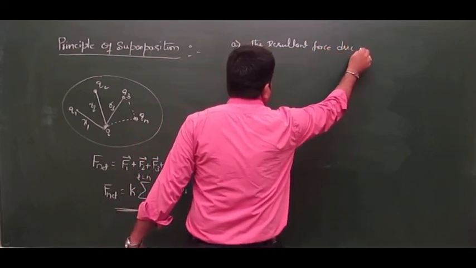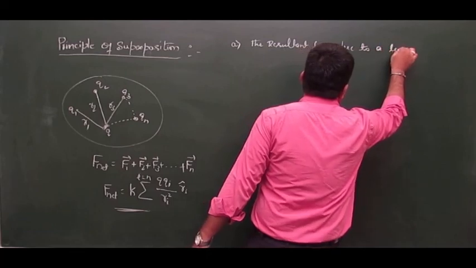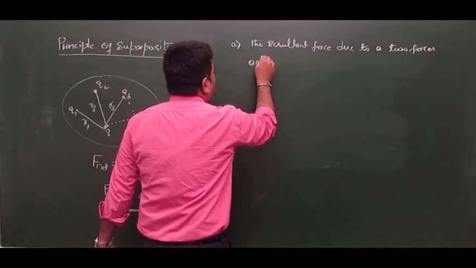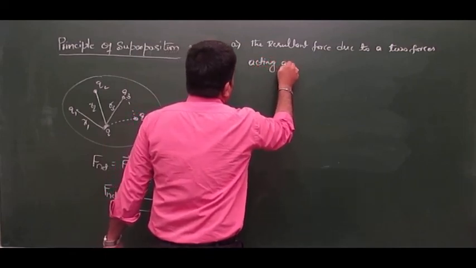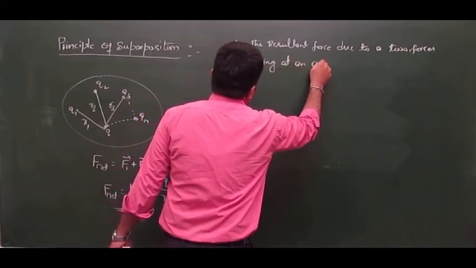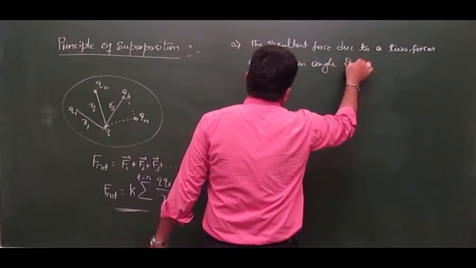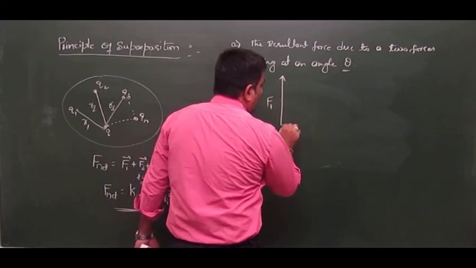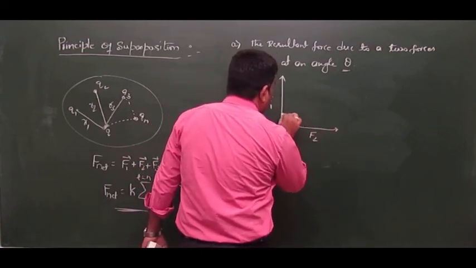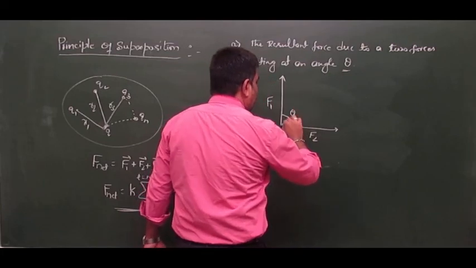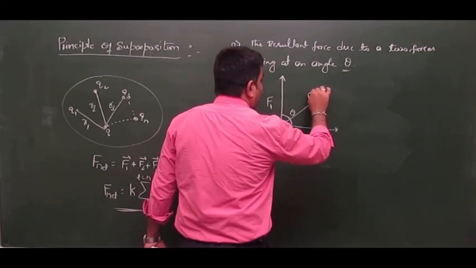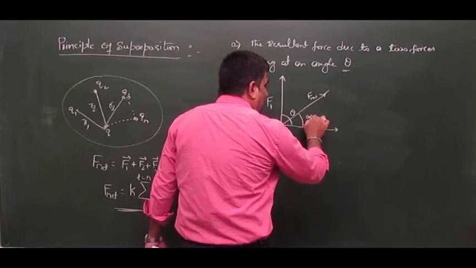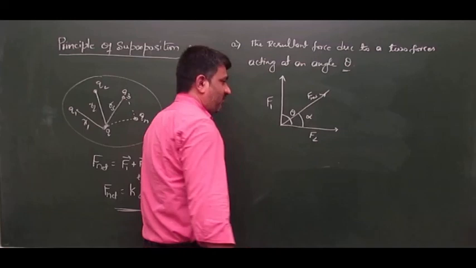due to two forces acting at an angle theta. Let's consider F1 and F2. The angle between these two is theta. The resultant force or net force is acting in this direction. This is the angle from the horizontal force F2.